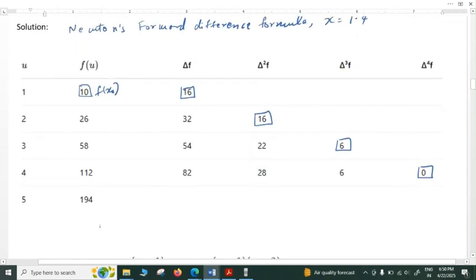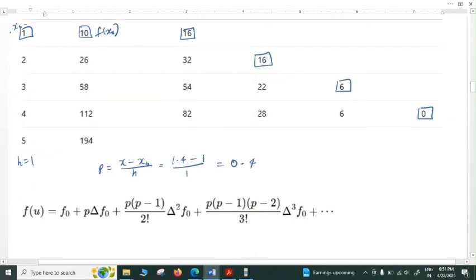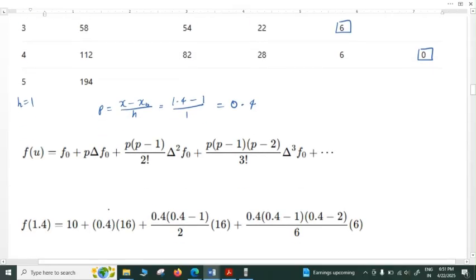P is equal to x minus x naught divided by h. So x is our given value what we wanted to find, that is 1.4, minus 1, that is our initial value x0. So please remember, we consider this as x0, 1 divided by h. H intervals are all 1. As you see, the difference between this is h is 1, therefore this is 0.4. So therefore, easy to identify p value, so p is equal to 0.4, substitute here 0.4.